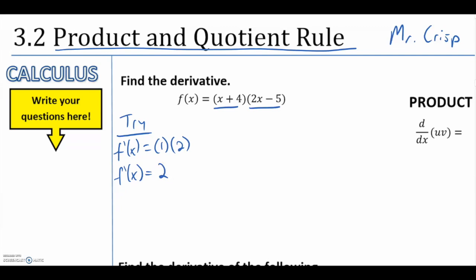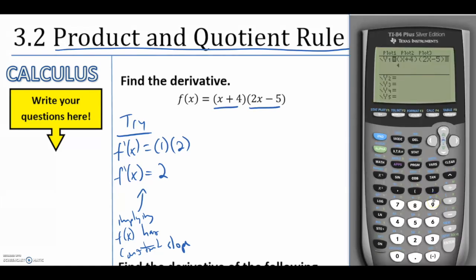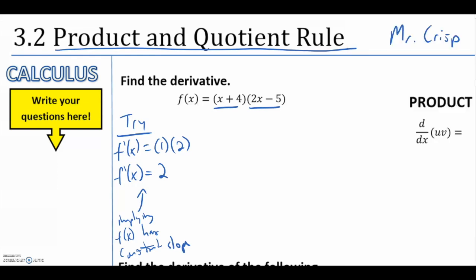There's a couple of problems with that. The first of which, I would be implying that f of x has a constant slope of 2. But if I were to go to my calculator and graph this particular function, we would see that this does not have a constant slope. And in fact, if you can even think about multiplying it out, this would be a quadratic, it'd be a parabola. So the derivative that we have tried makes no sense.